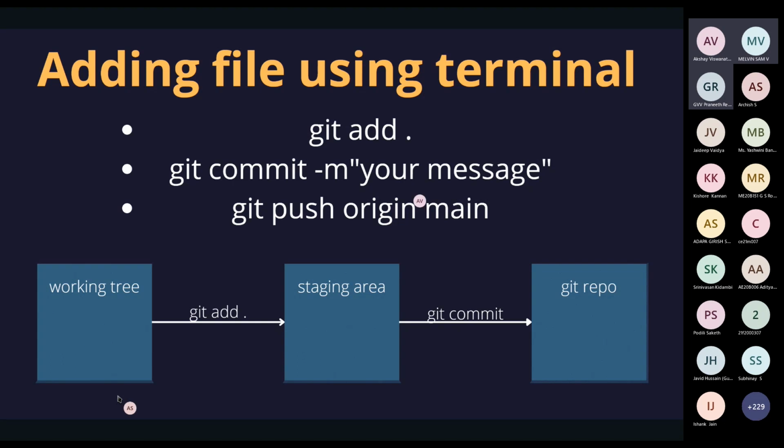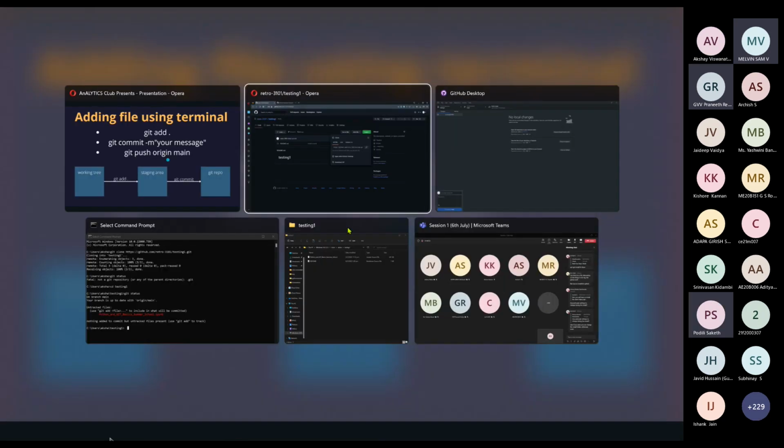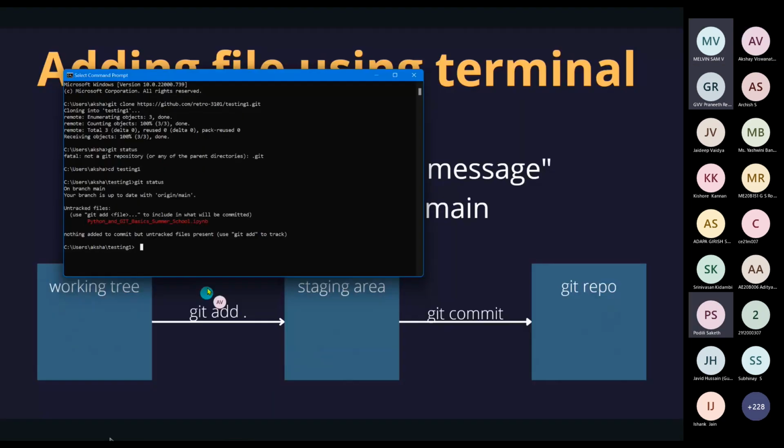Once you commit it to your Git repo, it will be stored as a commit, which you can access later on if you want to see whatever you did in the past. So here we are going to give the command git add dot, git add space and then a dot. This will add all the files you have in your working tree to your staging area.